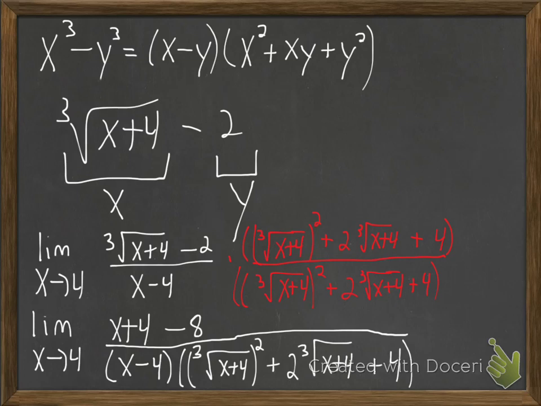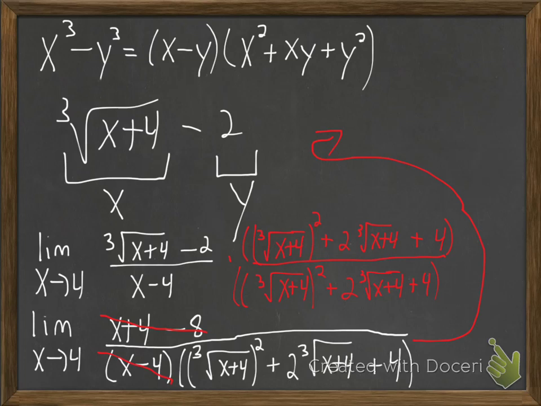So now, simplifying the numerator, we'll have x minus 4. X plus 4 minus 8 will be x minus 4. So this time I really am not going to rewrite things. Since x plus 4 minus 8 is x minus 4, I can cancel those guys out. And now I have the limit as x approaches 4 of 1 over that expression, cube root of x plus 4 squared, plus 2 times the cube root of x plus 4, plus 4. And now it's just a matter of plugging in 4, because it is a limit now that's not 0 over 0, it's one that I can evaluate.